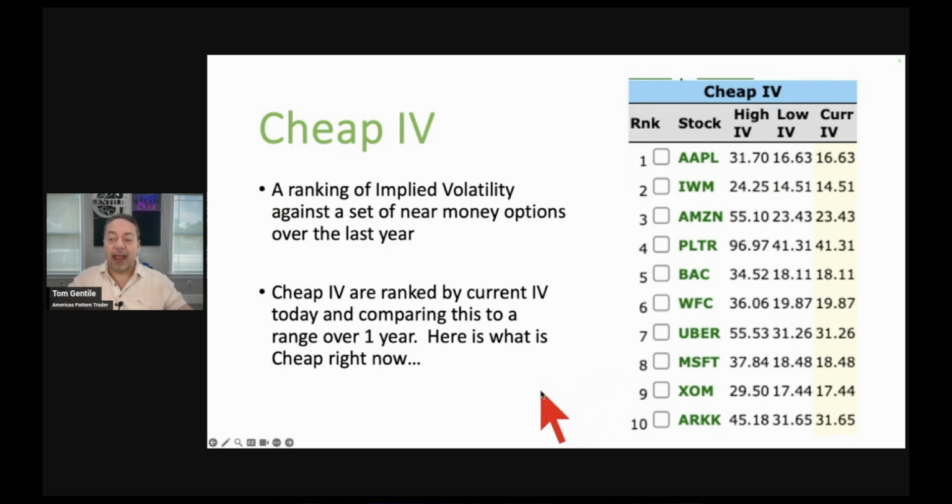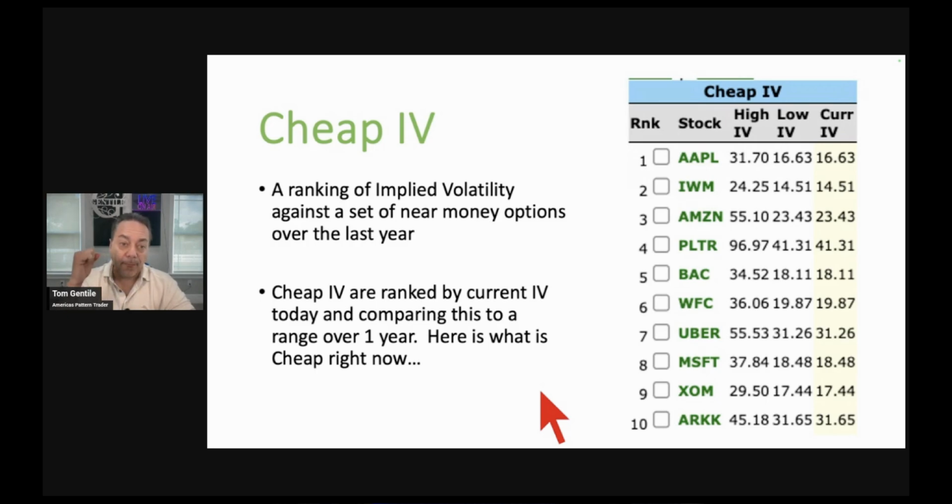I want to finish out with cheap IV. Last week I said I would talk about cheap IV, and here we are. With cheap IV, we take a look at all optionable stocks, every stock that has option chains associated with it. We're able to reverse engineer, taking the at-the-money options and also slightly in and slightly out of the money options, and we perform some calculations to get the implied volatility levels of each of those. We then look at what we call the average of the near money options.